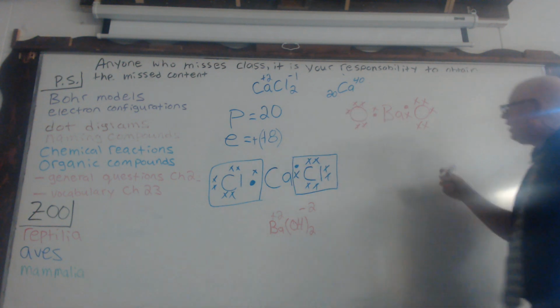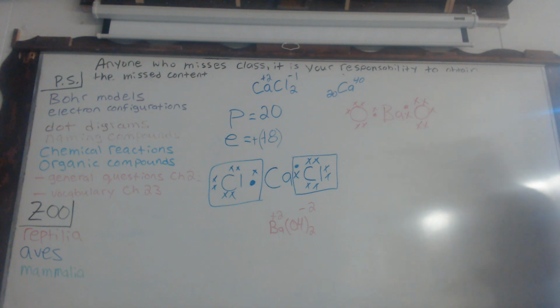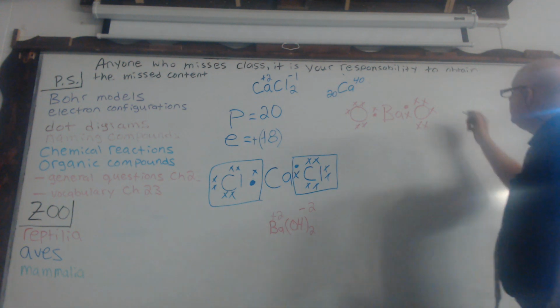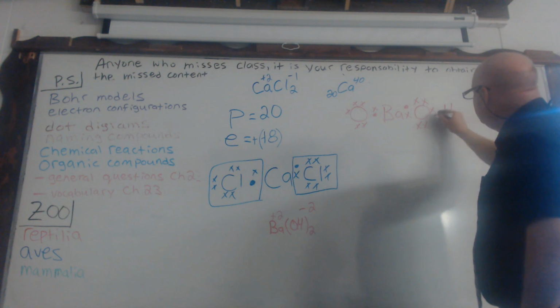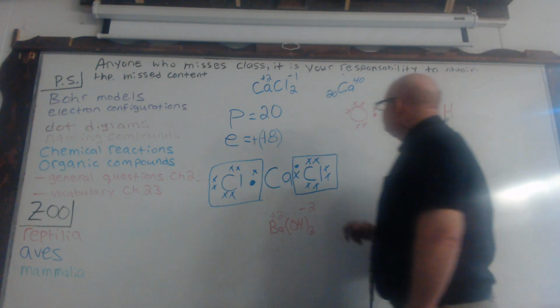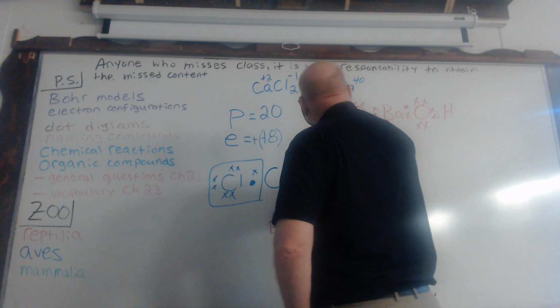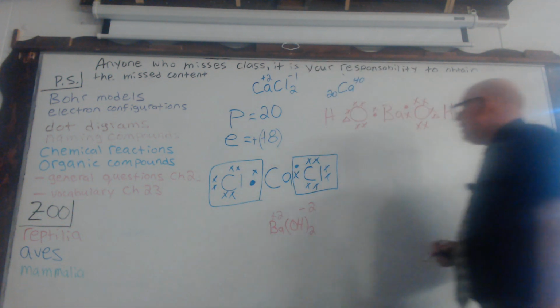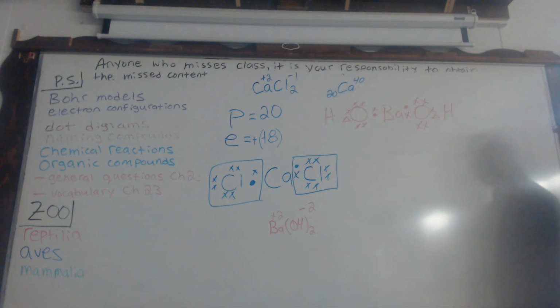Okay? So how many dots and X's does that oxygen have? 7. It's got 7. How many more does it want? 1 more. Well, where's it going to get that electron? The hydrogen. Right. Why? Because hydrogen's in which column? It's in the first column and it only has 1 valence electron. So there we go. Okay, that would be how barium hydroxide would look.